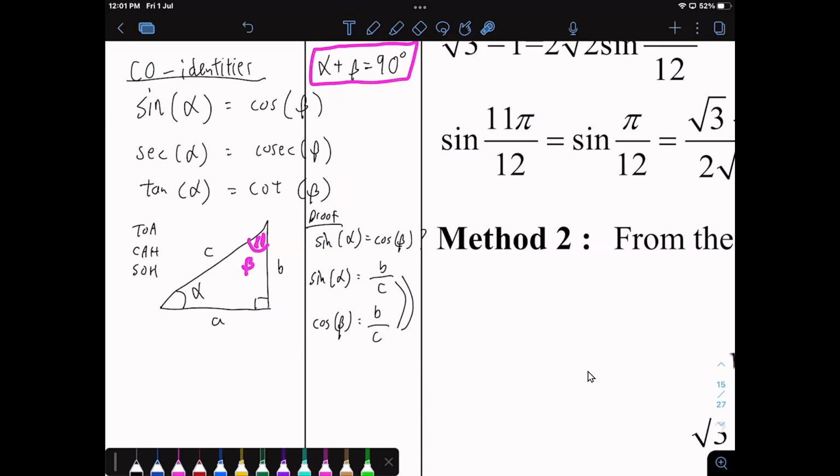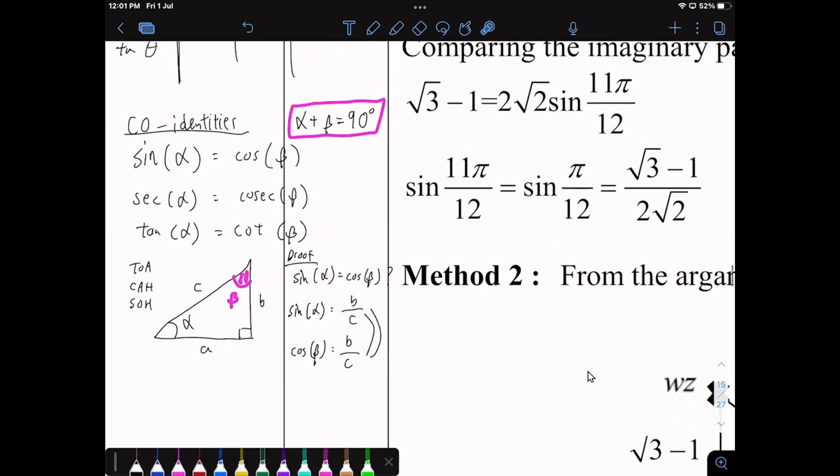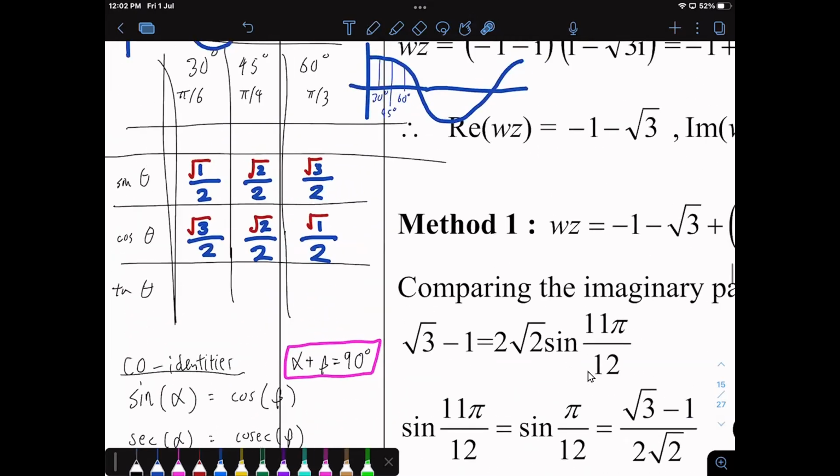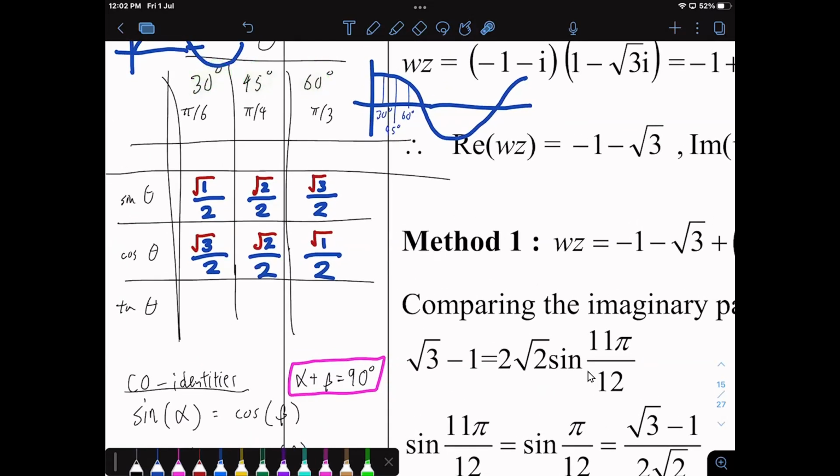So over here, how does it apply in this case? 30 plus 60 is 90. 45 plus 45 is also 90. That's why cosine of 30 and sine of 30 degrees, and cosine of 60 degrees, are related. 30 plus 60 is 90, right? That's your alpha, that's your beta. So sine alpha and cosine beta are the same. Here you also have an alpha and beta pair, 30 and 60. Here you have another pair, 45 plus 45. That's why they are the same. It's not a coincidence. This two same, this two same, this two same. It's the co-identities.